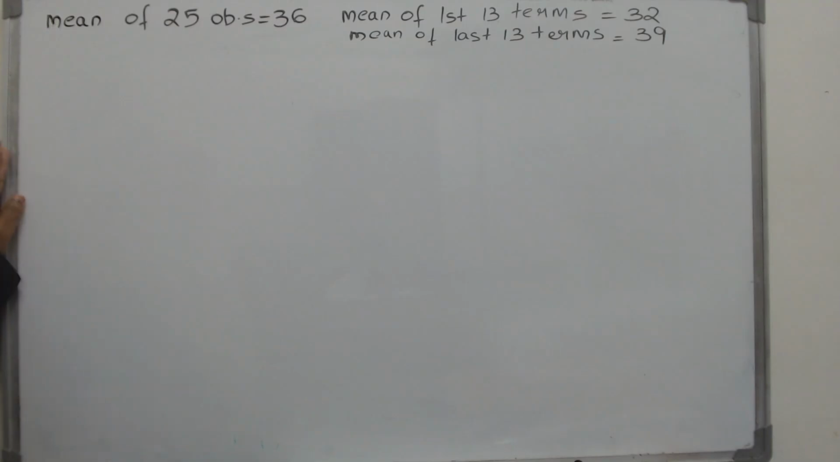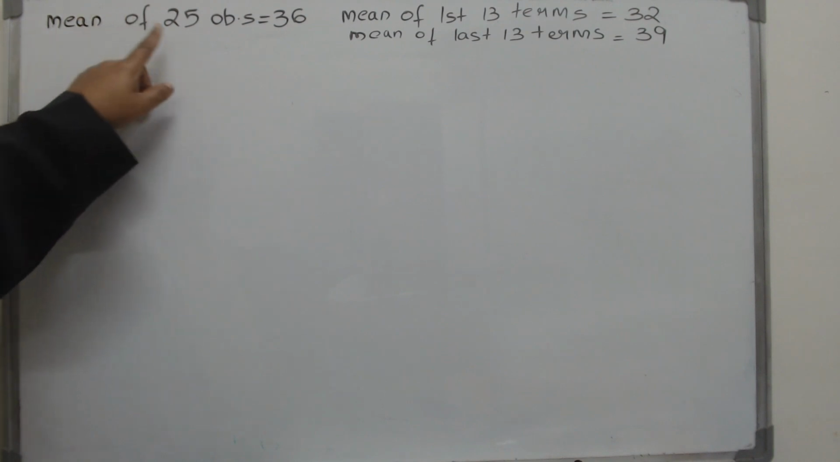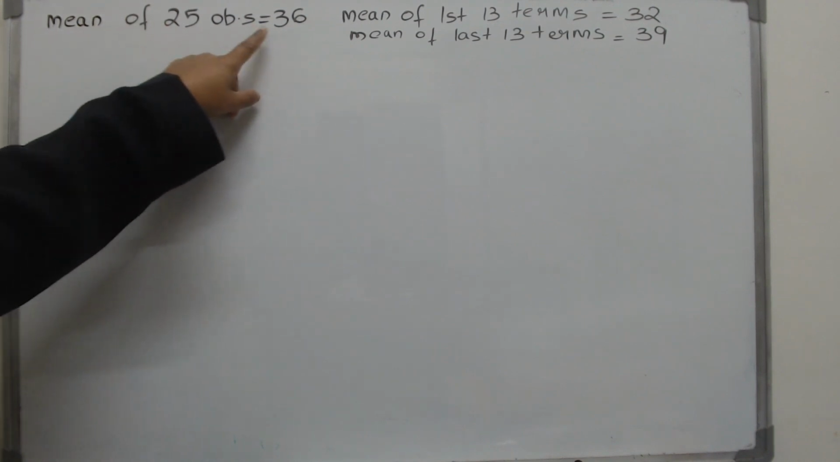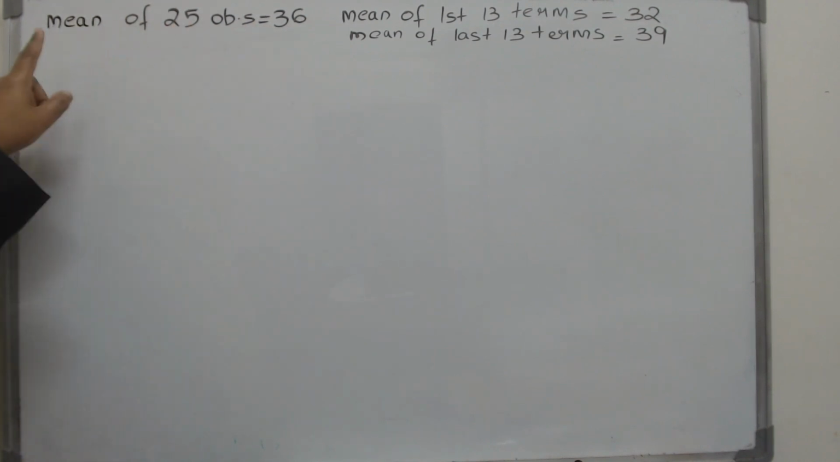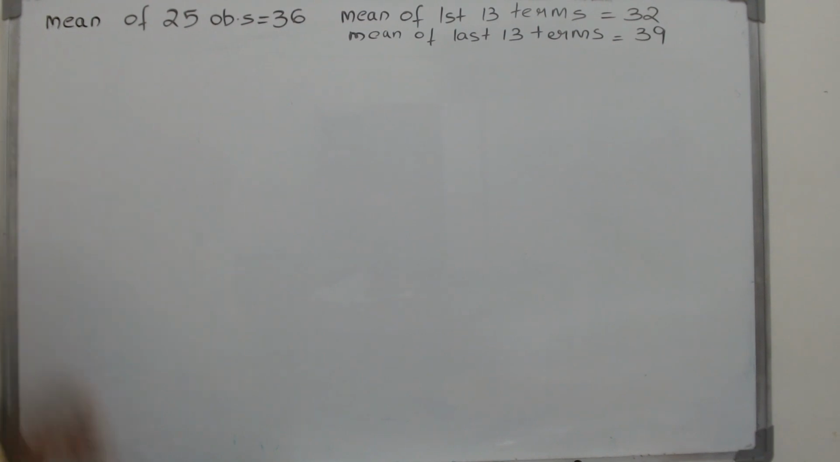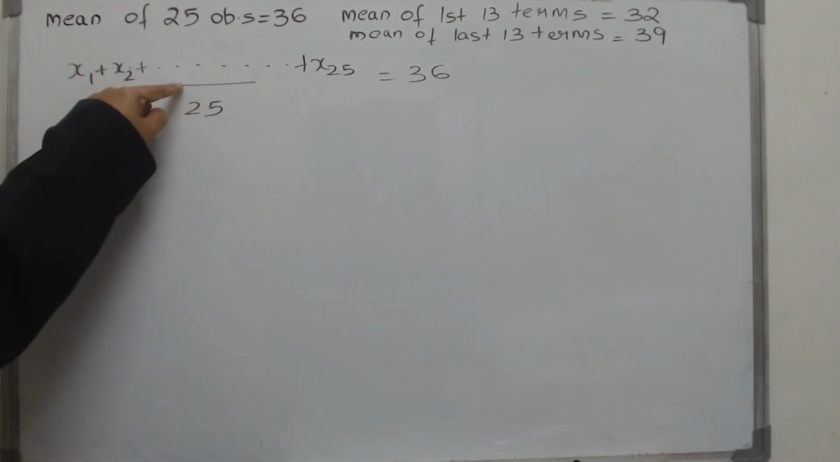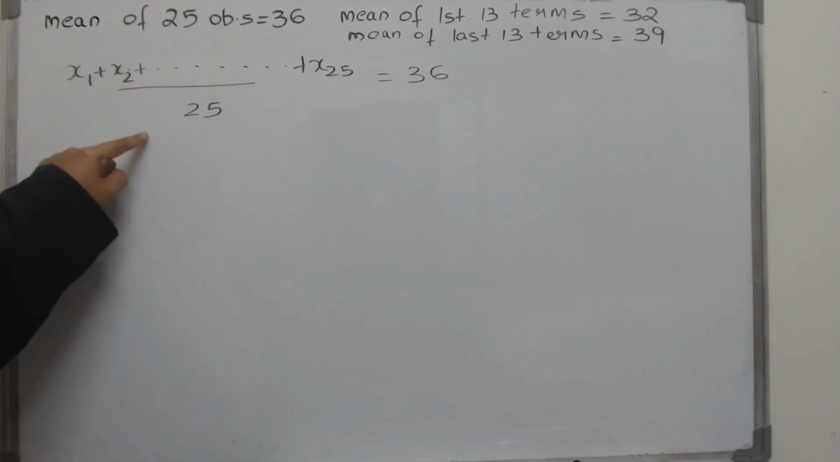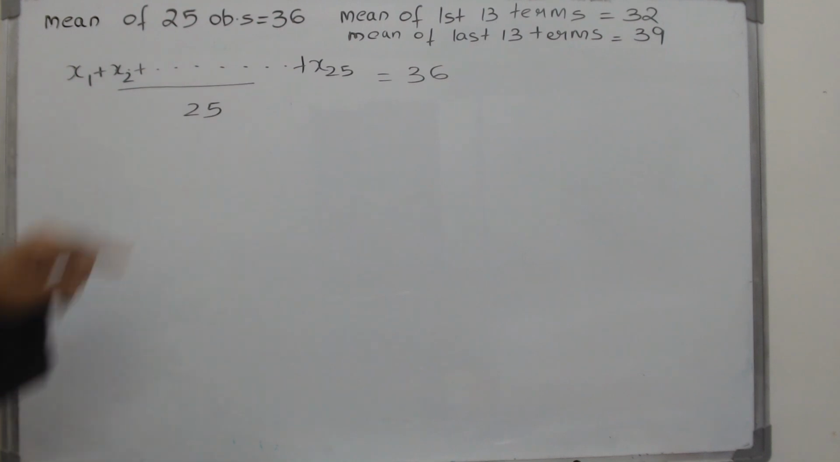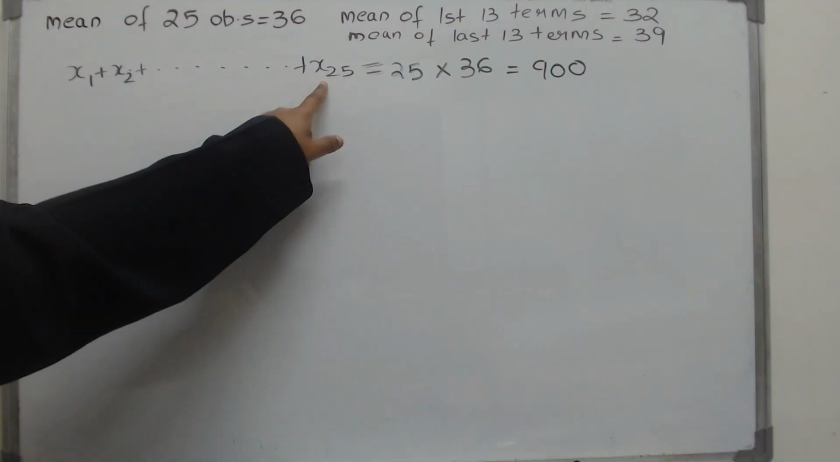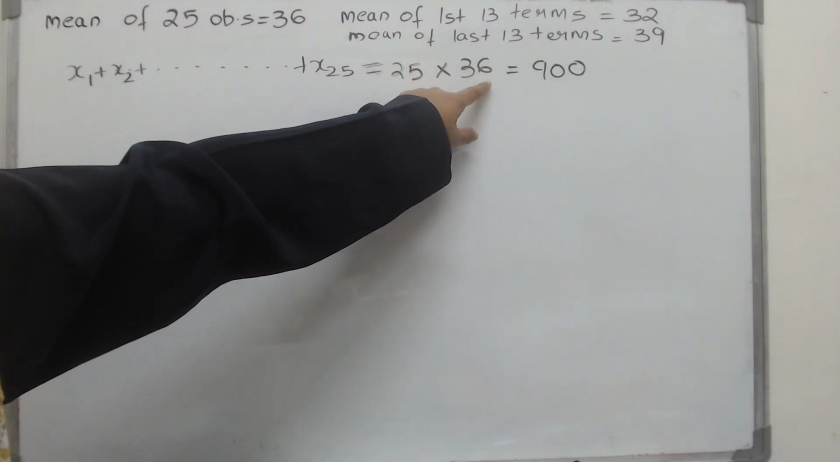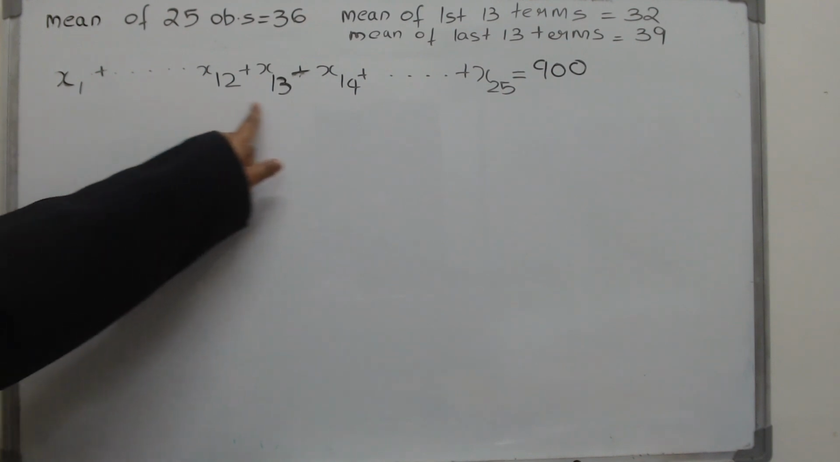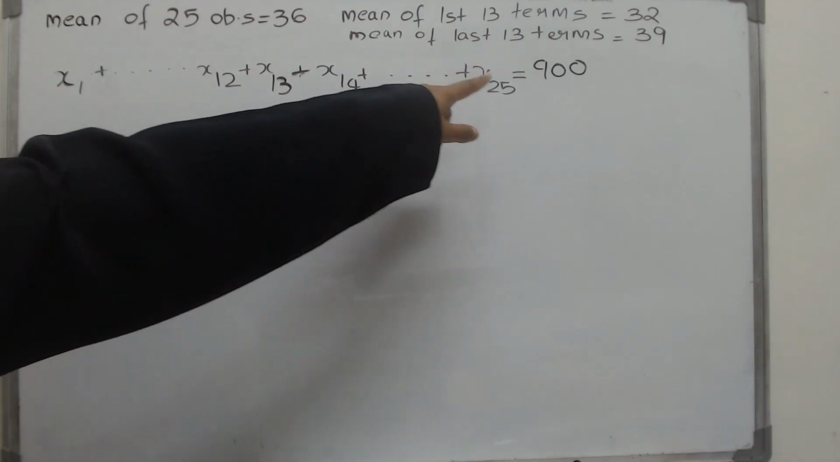Here we have a question from statistics. The mean of 25 observations is 36. Now, what is the formula for mean? Mean is the sum of observations by the number of observations. Then what is the sum of observations? Cross multiply. So the sum of observations is 900. Now the sum of our 25 observations is 900.